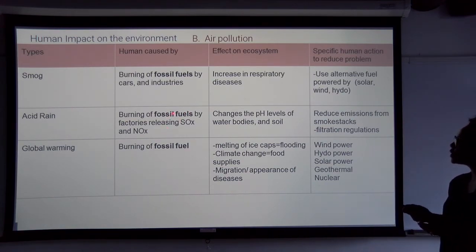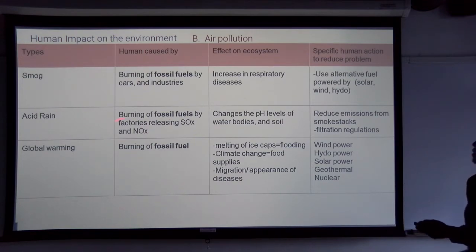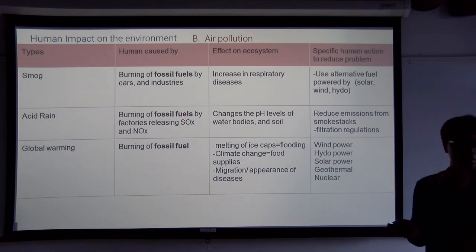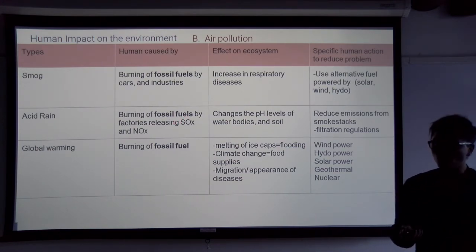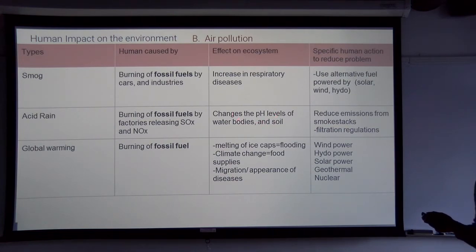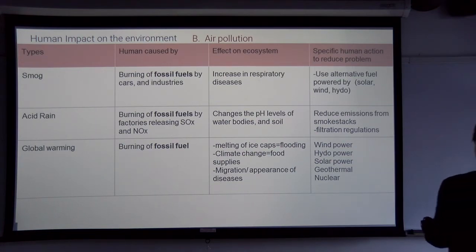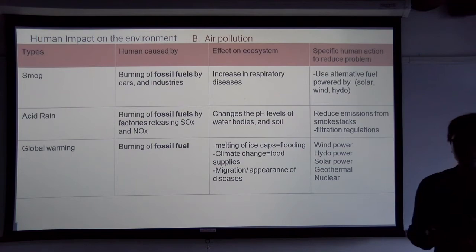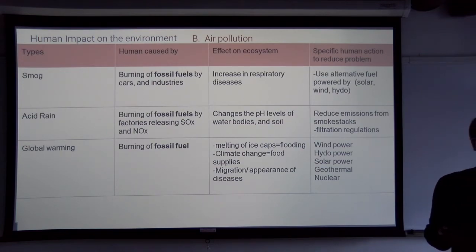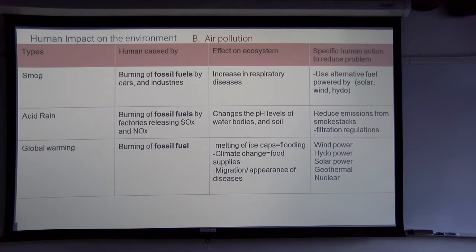Another negative effect of burning fossil fuels is when factories release sulfur oxide and nitrogen oxide into the atmosphere. What happens is those gases end up in the water cycle. So when it rains, those chemicals end up falling on the soil and in bodies of water. And because they will change the pH of the soil and the water, they will affect the organisms that rely on the soil and the water. So what we could do about it is reduce emissions from factories. We could have filtering systems, and this is just one way to get ahead of it.